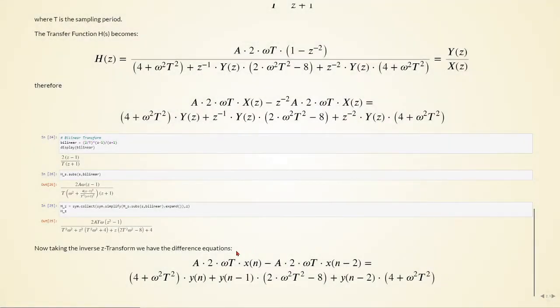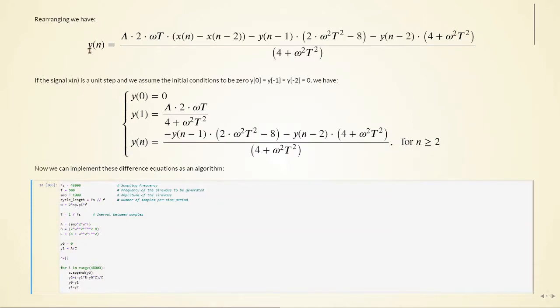Now what we can do is rearrange, so we have this on the left side of this equation. And this is what we are doing here. We have the output, and then we get all these other values here. So now we are going to analyze these difference equations when our signal x is the unit step, and we will assume the initial conditions to be equal to 0.